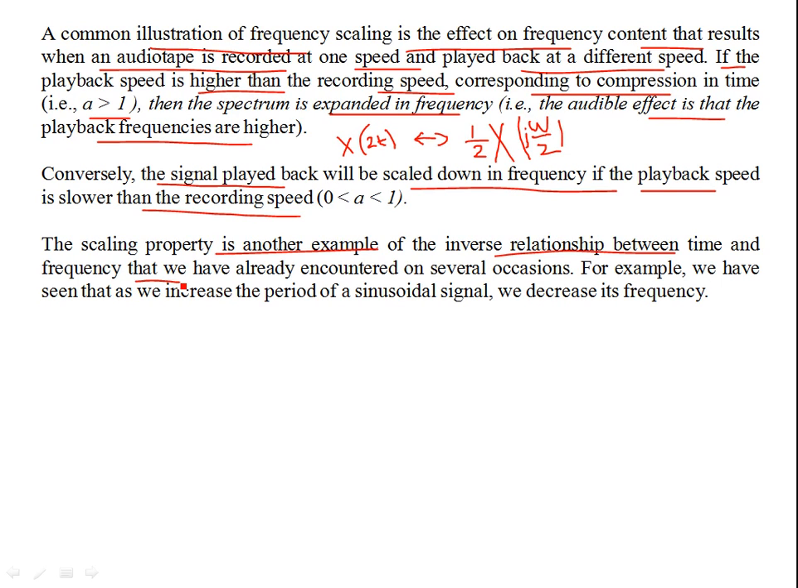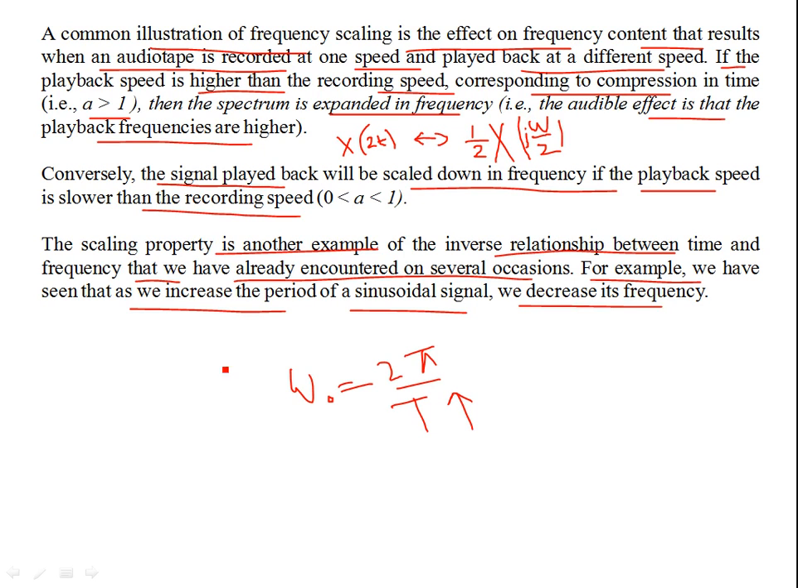That is, if you increase the period, the fundamental frequency decreases. We've already encountered this on several occasions. For example, we have seen that if we increase the period of a sinusoidal signal, we decrease its frequency. It's just like omega naught has an inverse relation with the time period. As the time period T increases, omega naught decreases. So you see the scaling is multiplication by a over here, then the scaling is 1 over a over here, and vice versa.